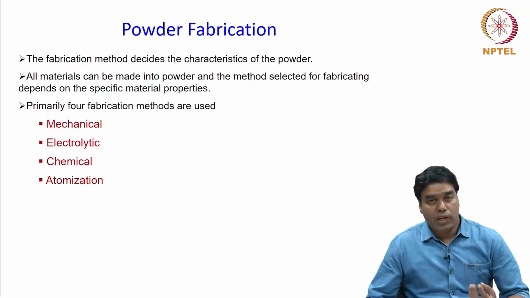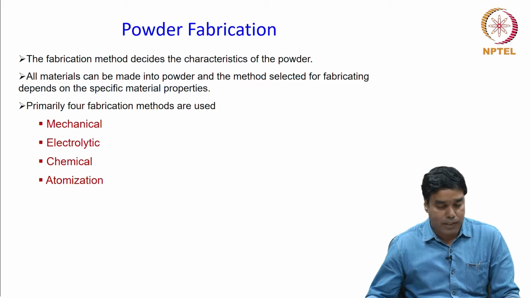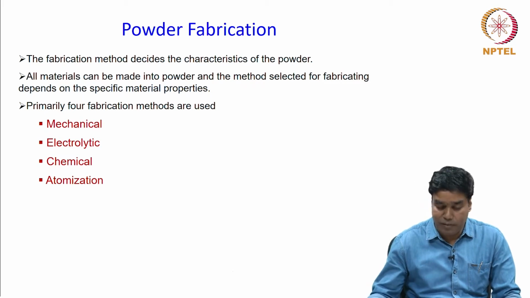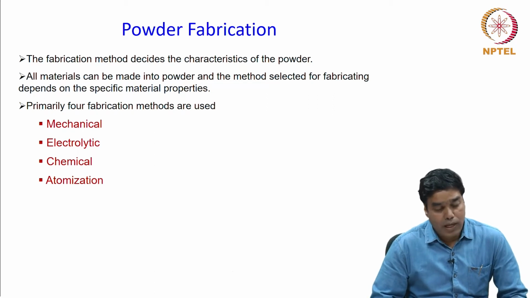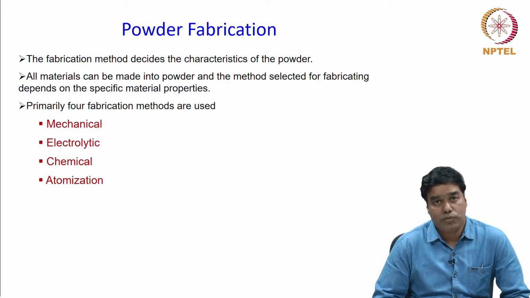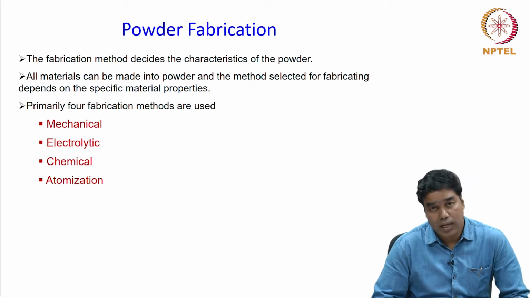Okay. So, talking about powder fabrication, there are several fabrication methods which are available, and as I said, the fabrication method will actually decide the characteristics of the powder. So, that is why it is necessary for us to actually understand each of these fabrication processes and see how they are done and what kind of powders are obtained when you use a particular type of fabrication process.